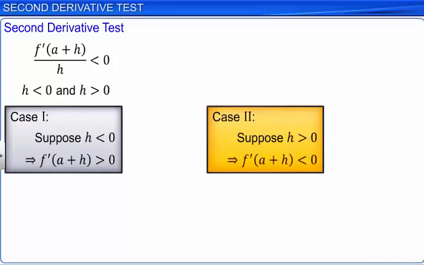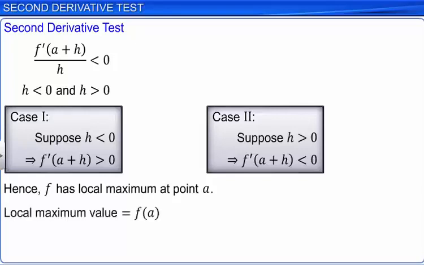Observe that as the value of h is increasing from negative to positive, the value of the corresponding first derivative is decreasing from positive to negative. Hence, from the first derivative test, the function has a local maximum at point A. The value of the function at point A is the local maximum value. Similarly, we can prove the second part.